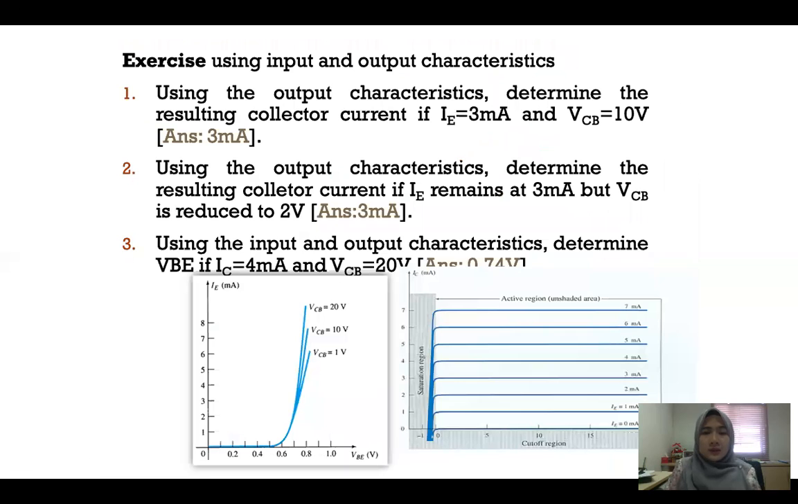So this is an exercise using input and output characteristics. Look at here, you were given two graphs. This is the input graph, this is the output graph. Using the output characteristic, determine the resulting collector current if emitter current is 3 milli and the VCB is equal to 10 volt.